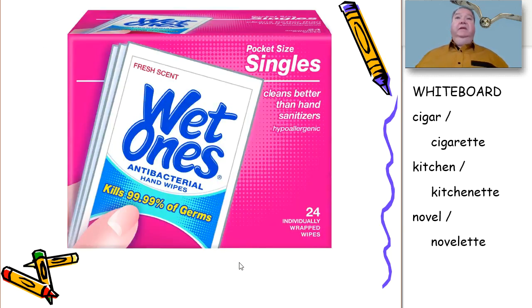I always have some like this. This is a brand I use. It's called Wet Ones. They are antibacterial hand wipes. Of course, you can use them on your face or other body parts as well. And these kill 99.99% of germs. So again, like right now during the outbreak or any time, if you're unable to wash your hands with soap and water, or if you want to clean something and you want to make sure that you kill the germs, then this is something good to use.